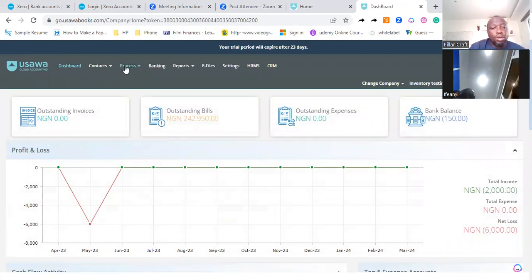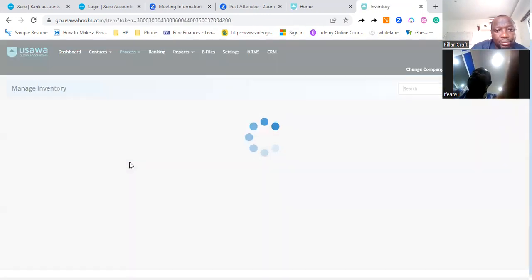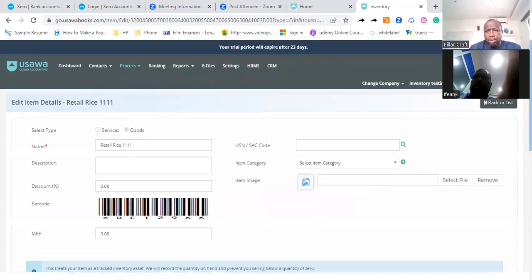Okay. So if I go to my inventory now, the system has helped me get what I should have. And then I have 3 here. Let me see. Okay, sorry.